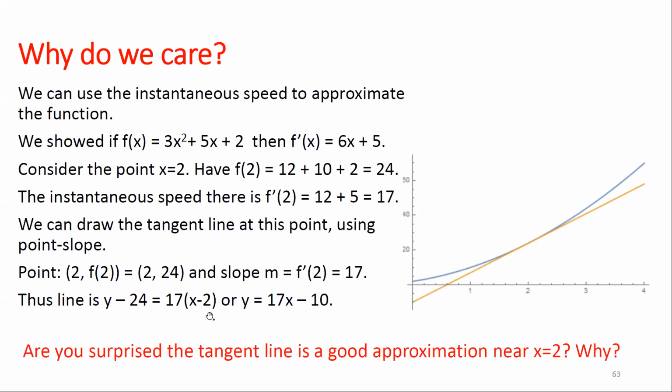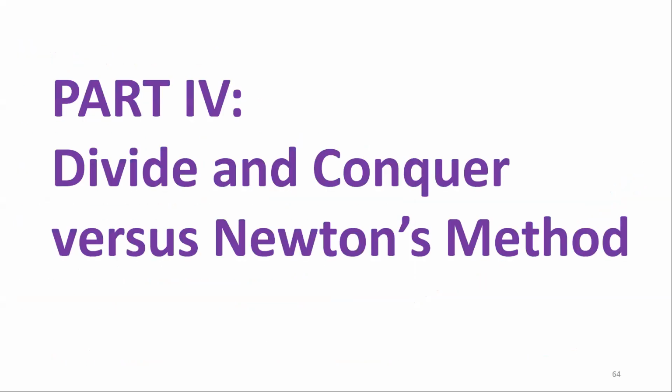So are you surprised that the tangent line is a good approximation near x equals 2? Not really, because your speed can't change by that much over a short period of time. So if you make the assumption that your speed is always constant, is there going to be a big change? No. All right. So we will stop here and do the rest tomorrow.